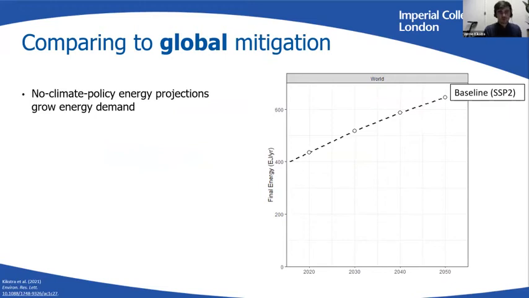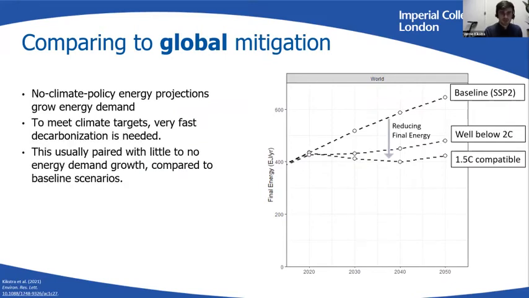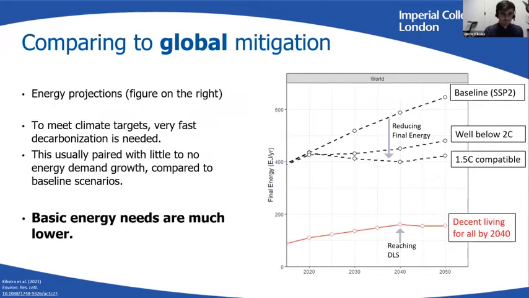Knowing all of that, knowing these gaps, we can start thinking about scenarios. No climate policy scenarios generally grow energy demand, and to meet certain climate targets, because very fast decarbonization is required, energy demand is generally pushed down. Basic energy needs need to grow, but they don't grow so much that they become higher. So it's this 150, 160 exajoules, and 1.5 degree compatible pathways still stay at about 400 exajoules. So there is still some headroom, but this is on a global level.